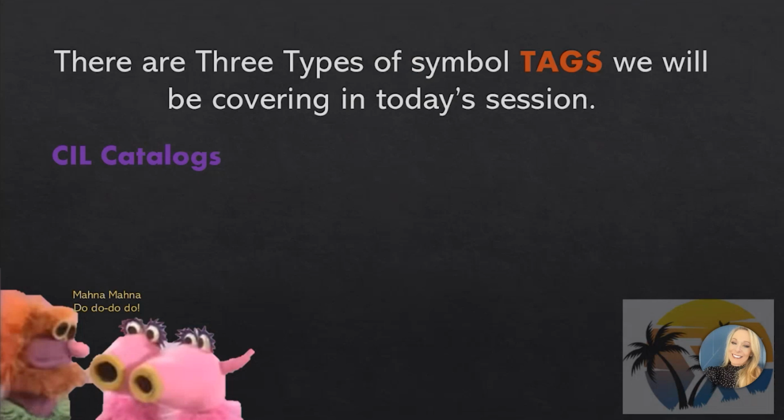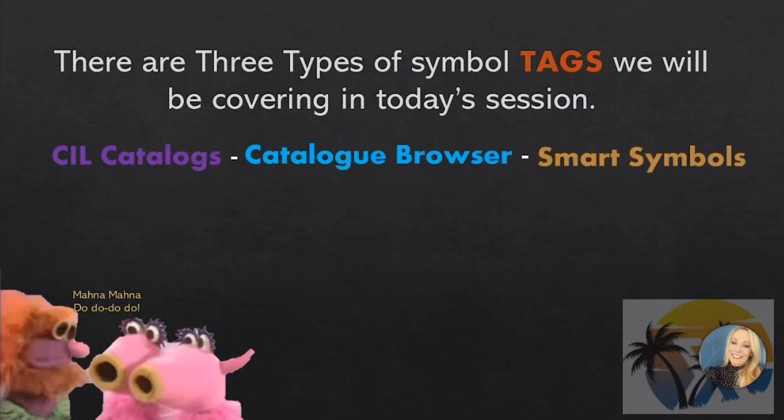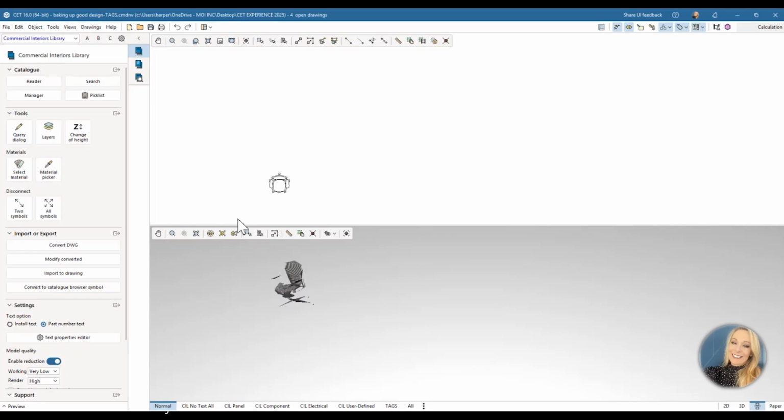Today I'm going to be going over three types of tags that are commonly found in CET. The first one is commercial interior catalogs. The next one that we'll be going over is catalog browser and then smart symbols. I'm going to join catalog browser and smart symbols together and talk about the differences there.